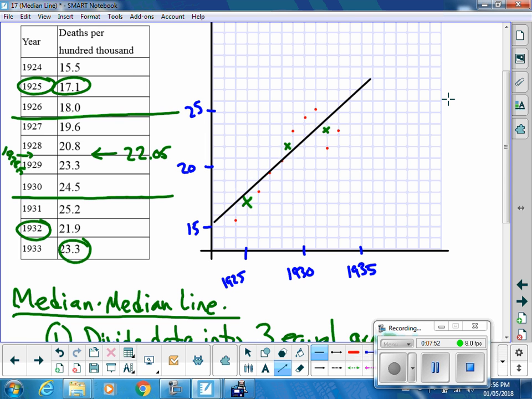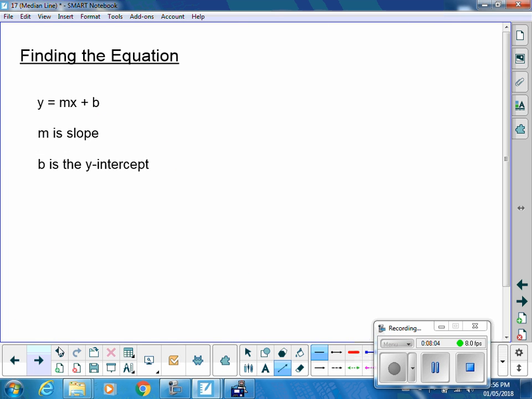All right, so we've got that graph. How do we get the equation? Well, we are going to go back to your lovely grade 9 education, and we're going to do this manually. So the equation of a line is y equals mx plus b, where m is the slope and b is the y-intercept.